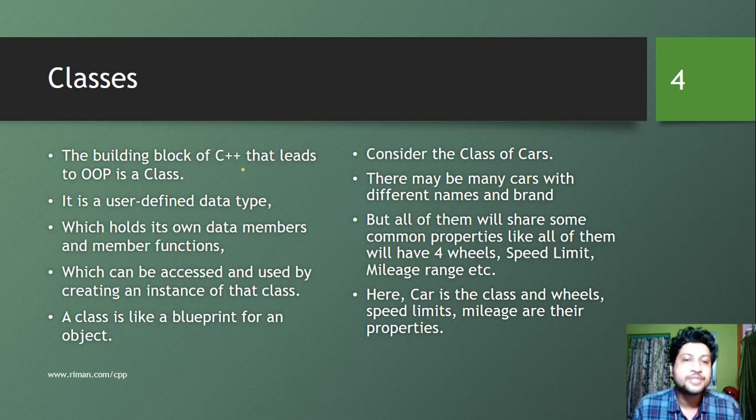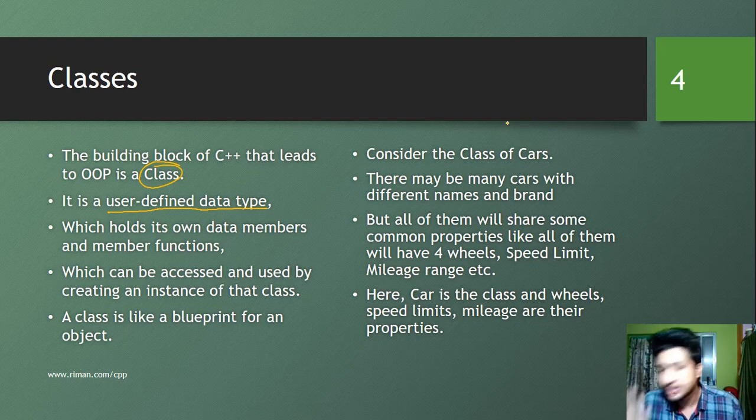The building block of C++ that leads to OOP is the class. Classes and objects are the main concept behind any object-oriented programming, and the building block of any C++ program is the class. Classes are sometimes known as user-defined data types. That means like structure and union in C, classes can be considered user-defined data types.